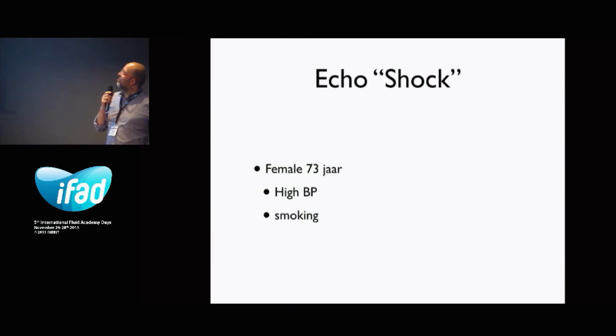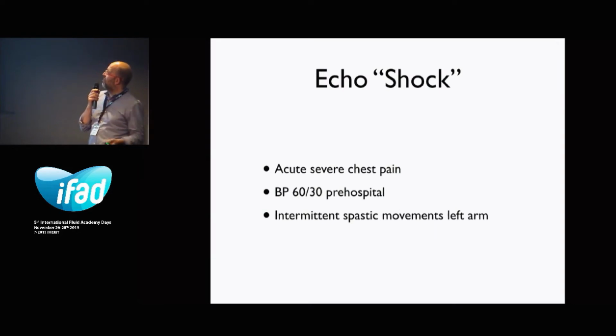An example of using echo in shock. A woman in her 70s, high blood pressure, smoking. She came in with acute severe chest pain, deeply shocked pre-hospital, and intermittent spastic movements of the left arm. So you have this acute chest pain with low blood pressure and neurological signs. It's pathognomonic for aortic dissection. And she comes in with this.